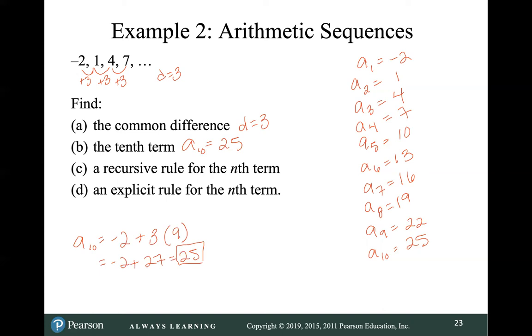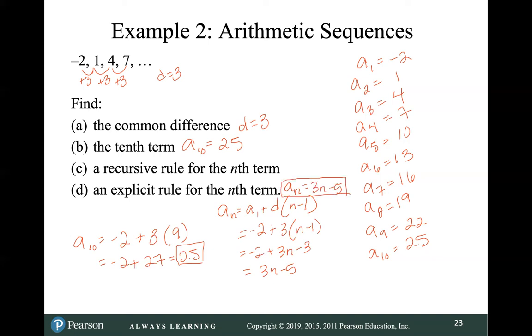Our explicit rule, A sub n equals A1 plus D times n minus 1. So our first number is -2 plus 3 times n minus 1. Notice this is very similar to how we found A10 because we're using the same formula. So this will be -2 plus 3n minus 3, which is 3n minus 5. So here, A sub n is 3n minus 5.